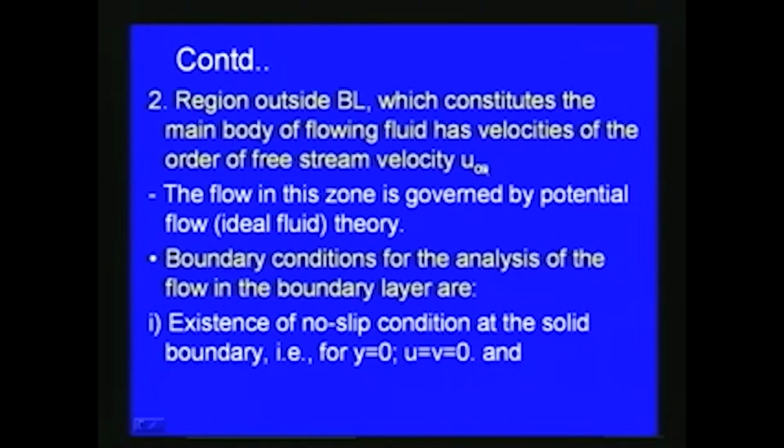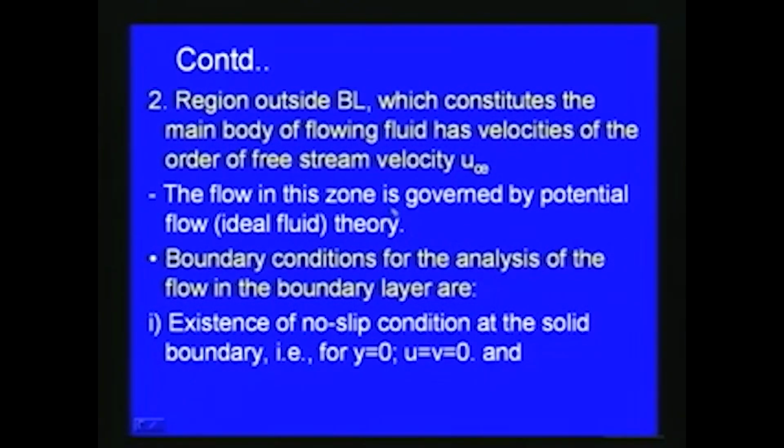So the free stream velocity is coming, and above the boundary layer you consider a separate region which is outside the boundary layer. This constitutes the main body of the flowing fluid and has velocities of the order of the free stream velocity u infinity. The flow in this second region is governed by potential flow or ideal fluid theory, so that we can simplify the problem. Through this proposition, by Prandtl's assumption, the solution as far as the boundary layer is concerned has become much easier. The boundary layer has to be solved using the Navier-Stokes equations, and he proposed that beyond the boundary layer we can use potential flow theory, which is much easier to deal with than the Navier-Stokes solution which we have discussed earlier.